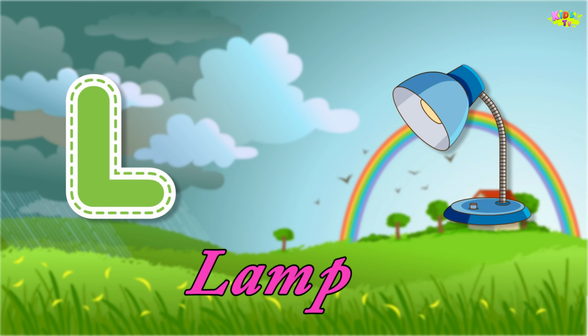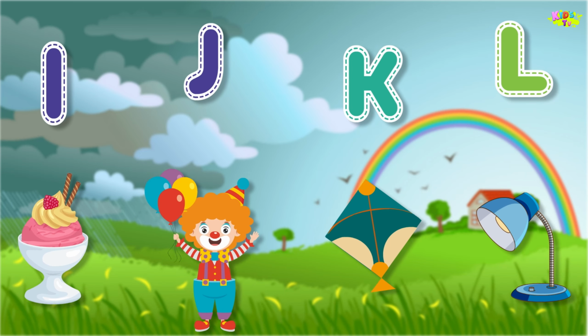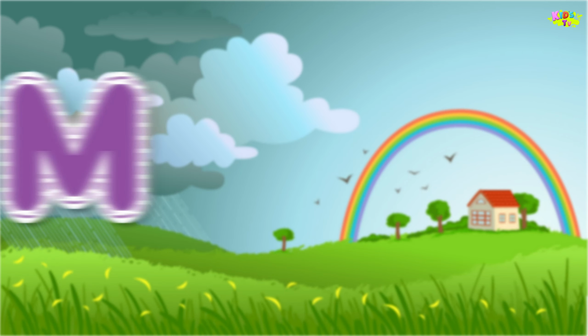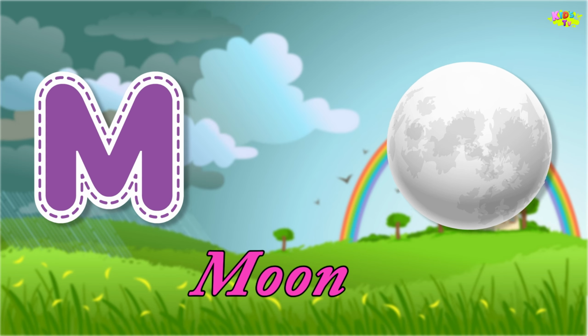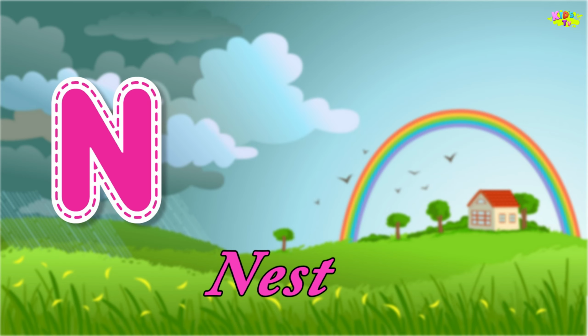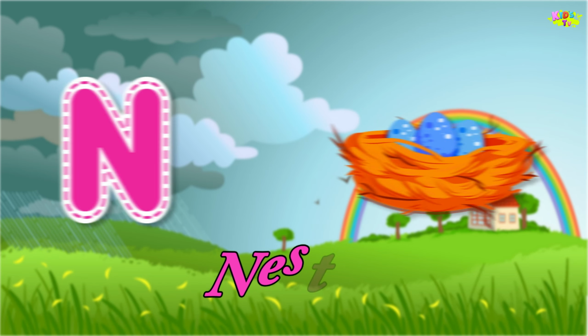L is for lamb. La, la, lamb. L, lamb. M is for moon. Mo, mo, moon. M, moon. N is for nest. Na, na, nest. N, nest.